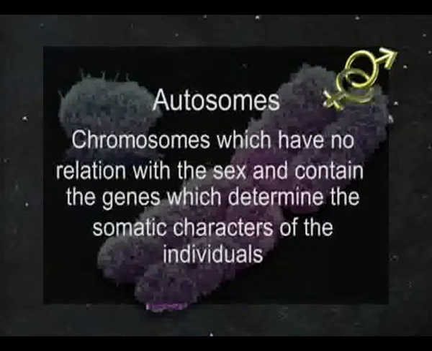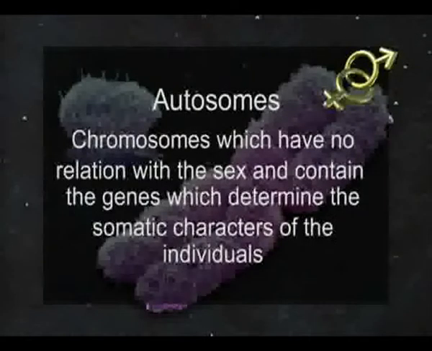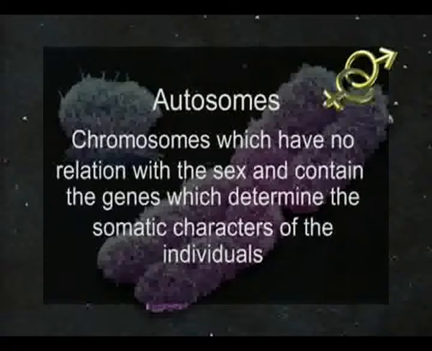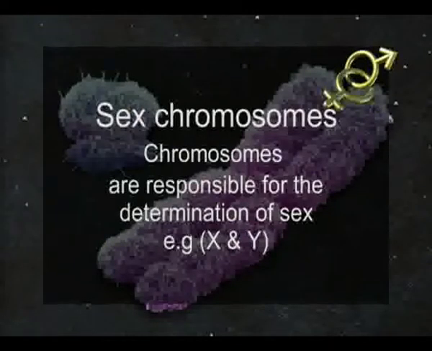The chromosomes which have no relation with the sex and contain the genes which determine the somatic characters of the individual are known as autosomes. The chromosomes which are responsible for the determination of sex are known as sex chromosomes. For example, X and Y chromosomes. Sex chromosomes are thus the chromosomes within a cell that determine the sex of an organism.